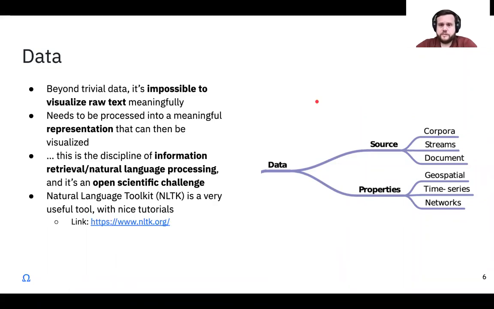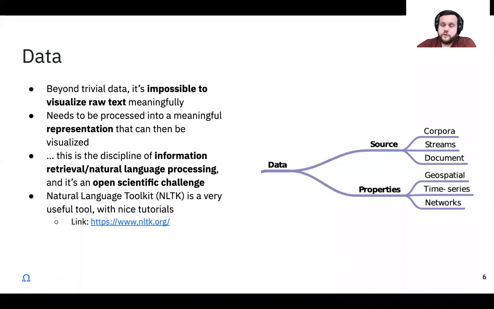If we go beyond very trivial data, it's pretty much impossible to visualize raw text meaningfully, because a visualization of complex raw text is just read a book, right? If we really want to analyze text data in an efficient manner, we cannot just directly put it on the screen and make the user scroll. It needs to be processed into a meaningful representation that can then be visualized. And this is exactly the discipline of information retrieval and natural language processing, which is an open scientific challenge, and it's a very, very budding and vibrant research community.